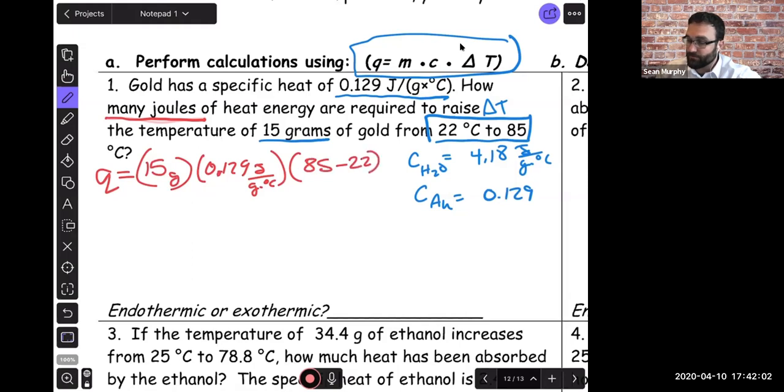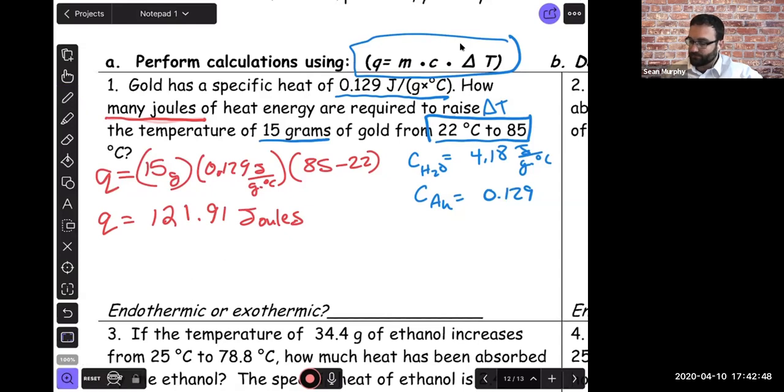85 minus 22. Let me get my calculator out. So we have 85 minus 22, times 0.129, times 15. All right, so our Q should be 121.91 joules. Okay, 121.91 joules, and that should be our heat.